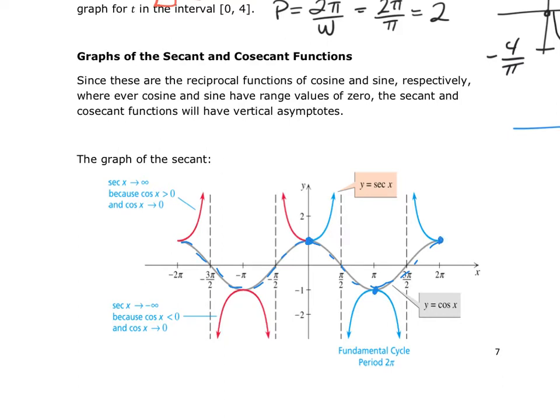Wherever my cosine is 0, my secant has a vertical asymptote. So my cosine has a 0 right here, which produces a vertical asymptote because these are reciprocals of each other. The fundamental cycle goes from 0 to 2 pi. So it is the same fundamental cycle for 0 to 2 pi as it is for cosine.